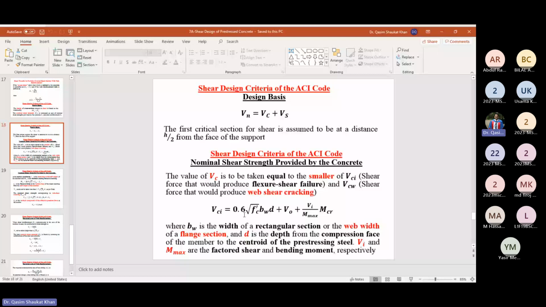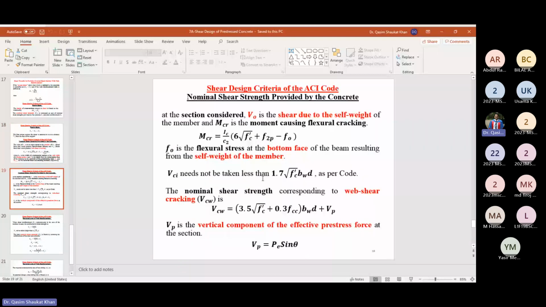Okay, now let's move forward. Now, V naught is the shear due to the self weight, and MCR is the cracking moment. Now, to compute this moment, IC over C2. IC is the moment of inertia of the cross section of the pre-stressed beam. C2 is the distance from the neutral axis to the tensile side of the concrete, the bottom part of the I-shaped section.